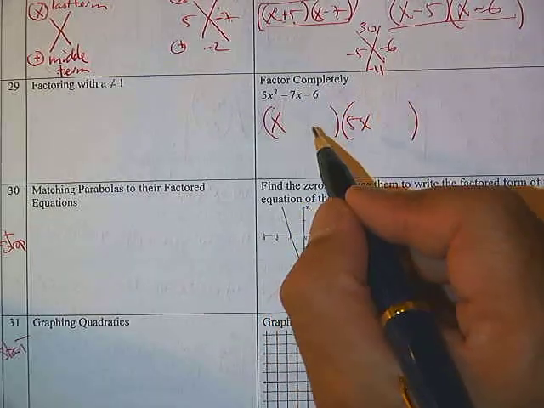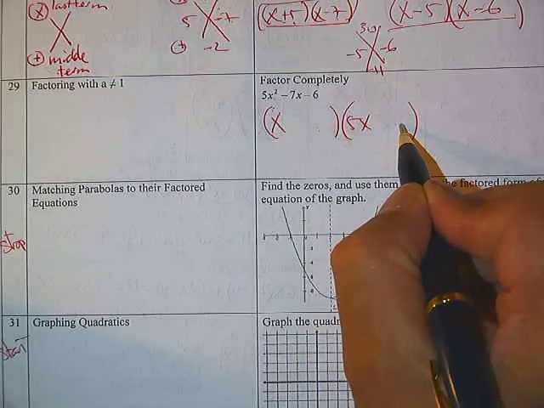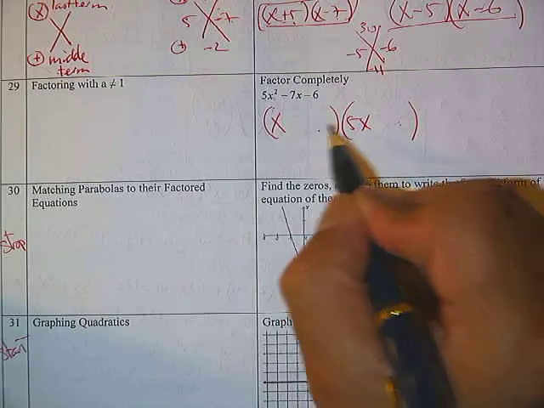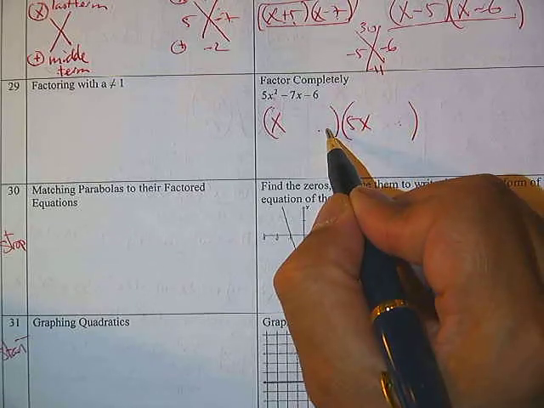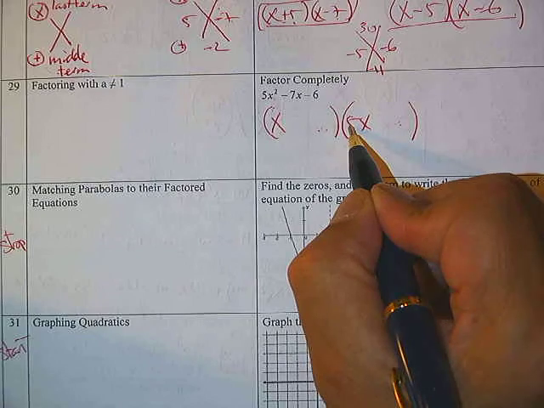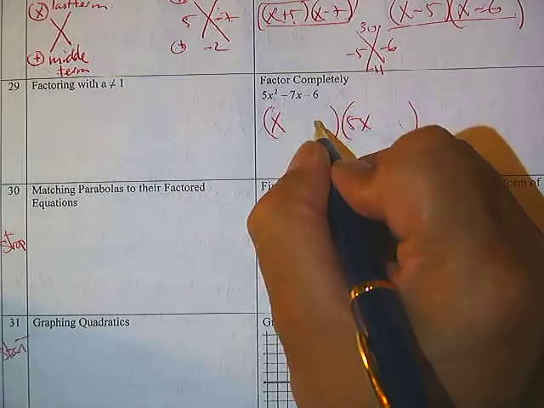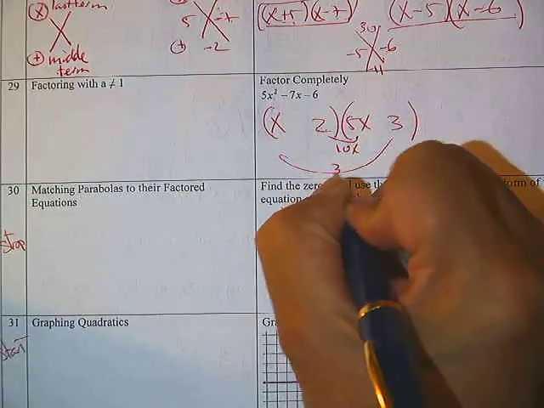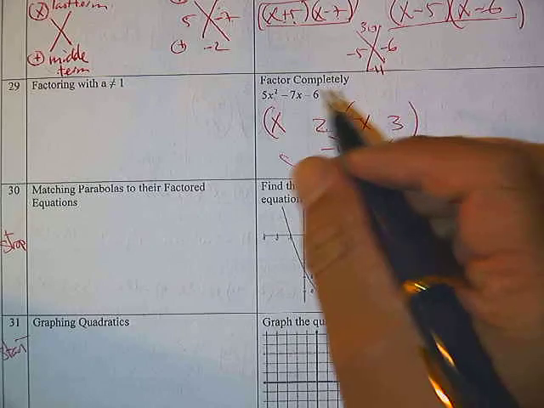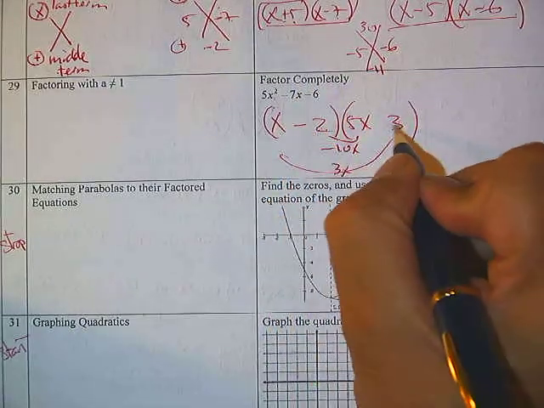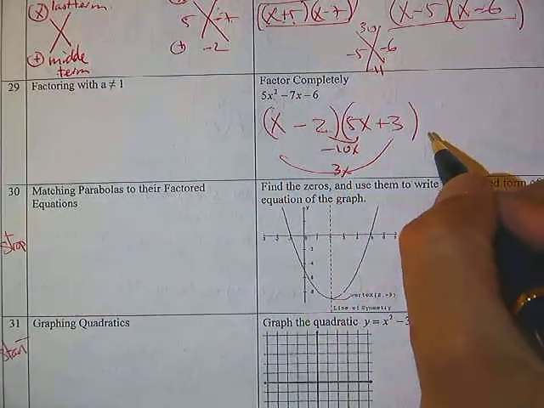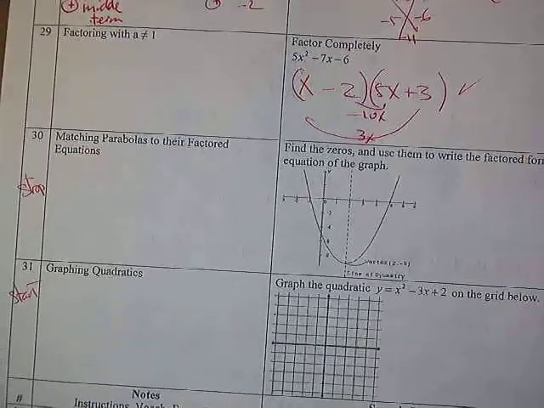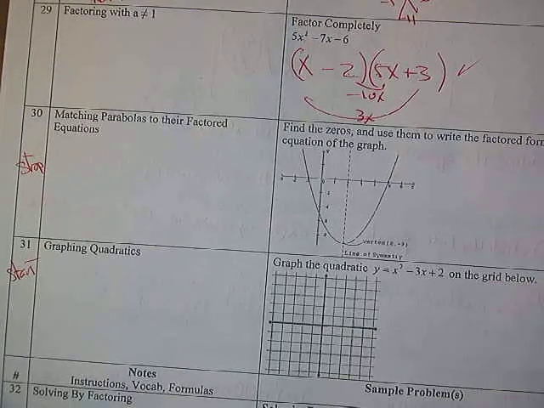Alright, on to 29. So this one is not so easy because the leading coefficient is not a 1. But luckily it's a prime number, so it's going to be x and 5. Okay, so now this is 6, not a prime number. So this is a little bit tricky. It could be 1 and 6, it could be 2 and 3. 1 and 6, no. 2 and 3, 3 and 2, 2 and 3. 2 times 5 is 10, minus 3 is 7. It is 2 and 3.